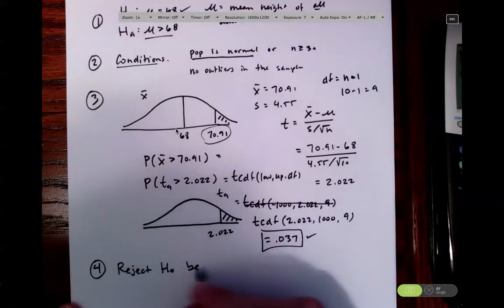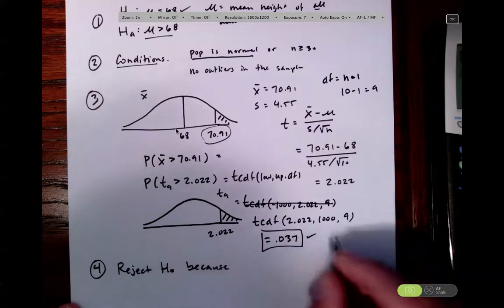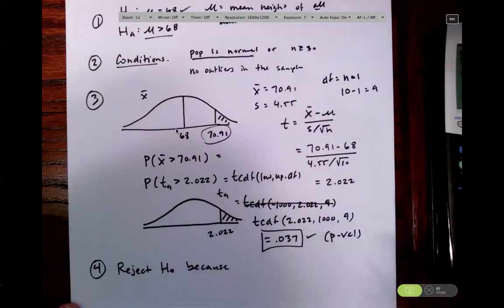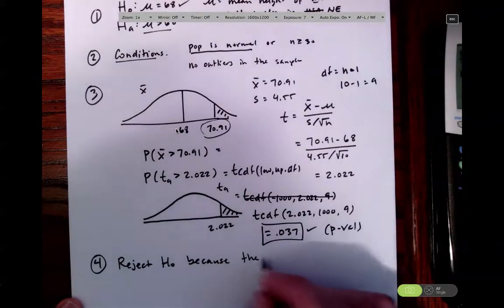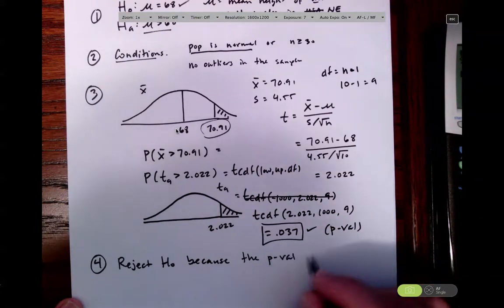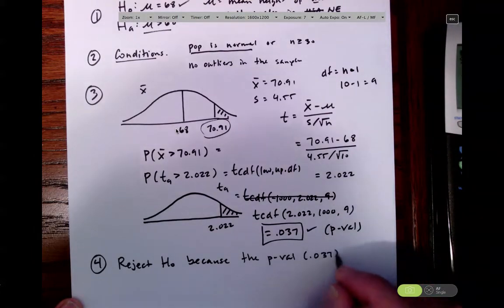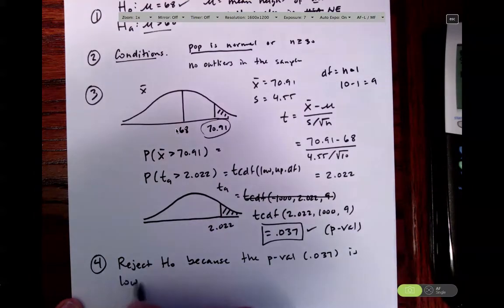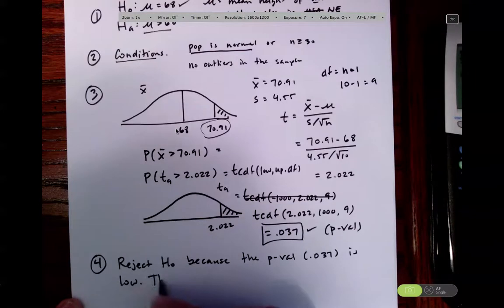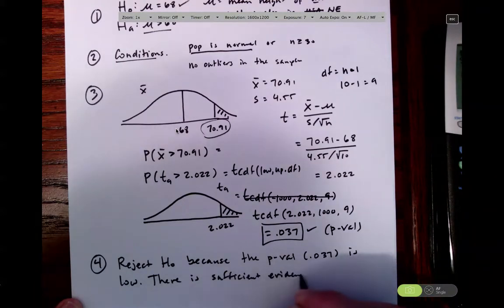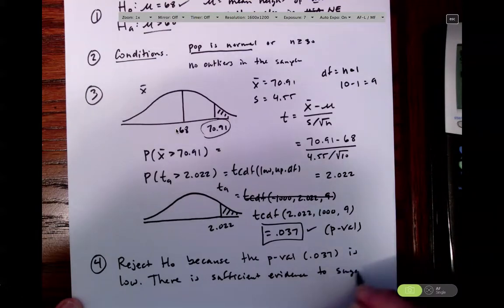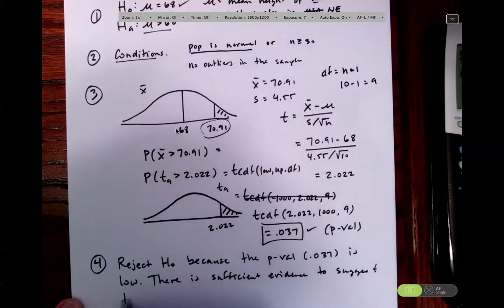And I'm going to say that because, and this is actually just called a p-value of a hypothesis test. Okay, I'm going to reject the null hypothesis because the p-value 0.037 is low. And I'm going to say there is sufficient evidence to suggest that the alternative hypothesis is true.